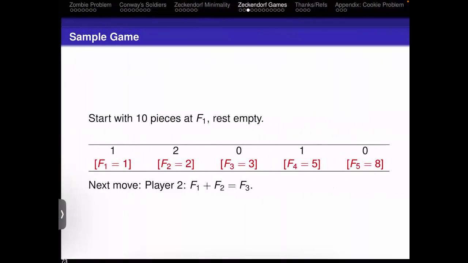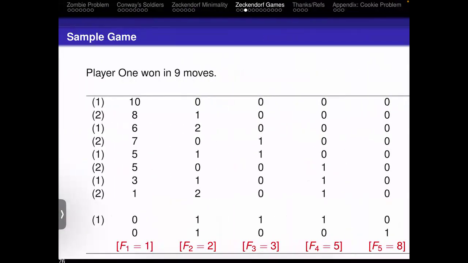I'm not going to go through the rest of the game. I'll just display all the moves here. And the column on the left in parentheses is just telling you whose move it is. So player 1 is moving. There's 10 things on the first bin. Next row, player 2 is moving. There's 8 things on the first bin, 1 thing on the second. And in this game, the game ends, player 1 moves into the Zeckendorf decomposition. Player 2 has no moves, player 1 wins.